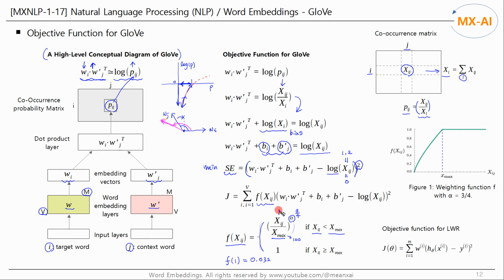Now consider a word pair that co-occurs 100 times or more. Once the count reaches xmax, the weight becomes 1 and no longer increases. This prevents very frequent word pairs from dominating the loss function. In other words, once a word pair has appeared often enough, additional occurrences provide relatively little new information.